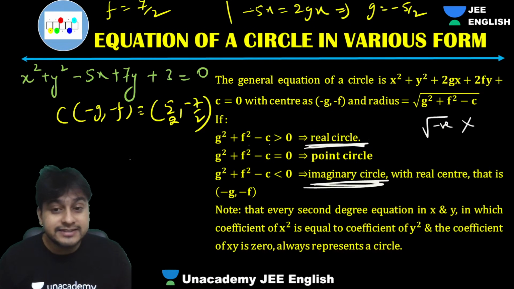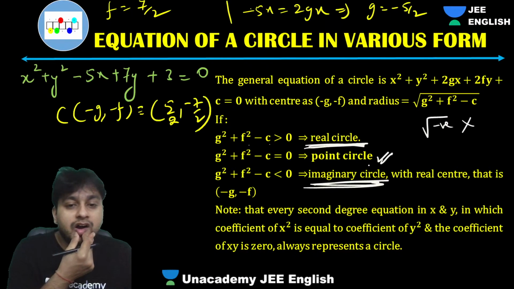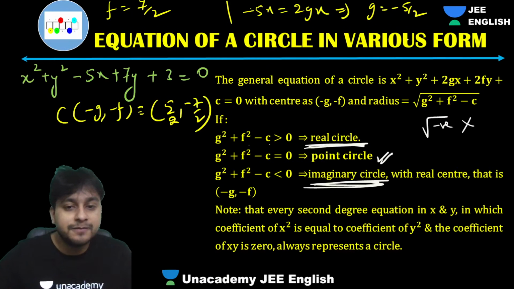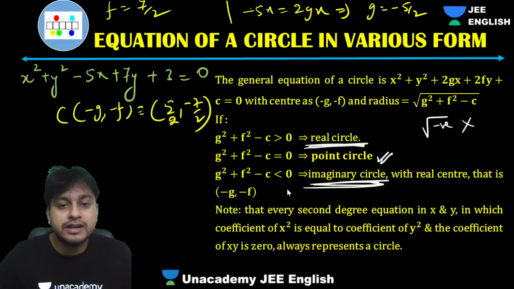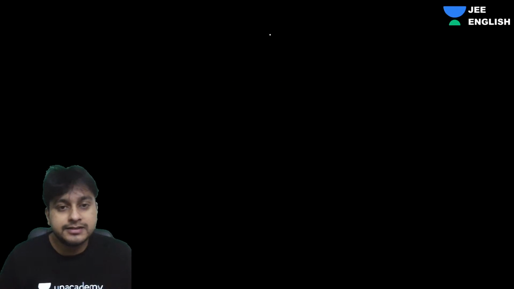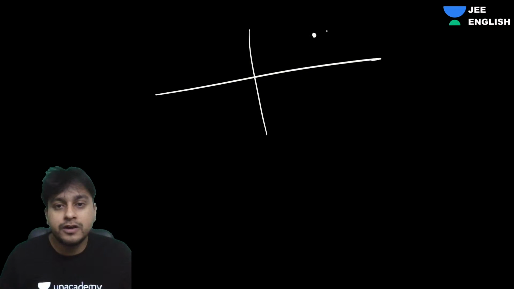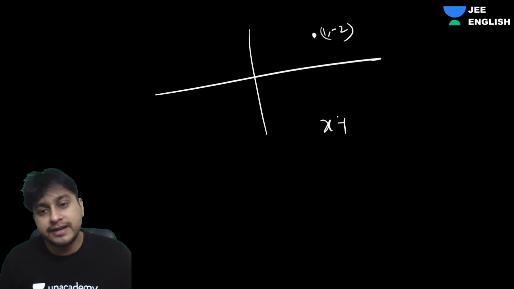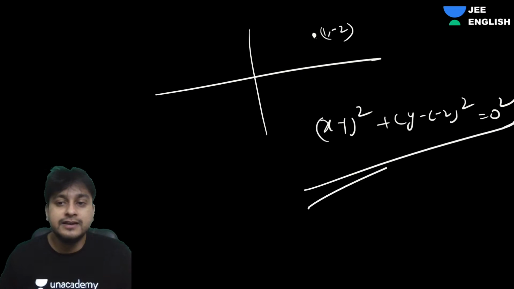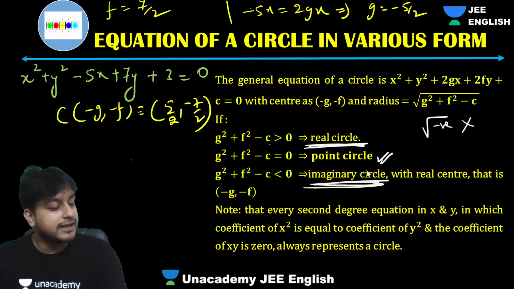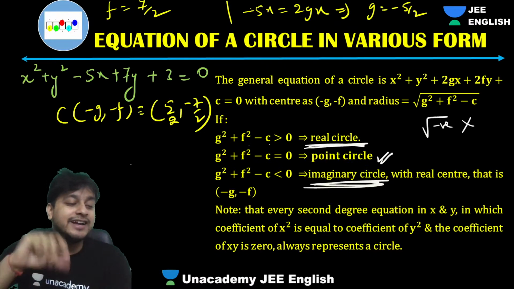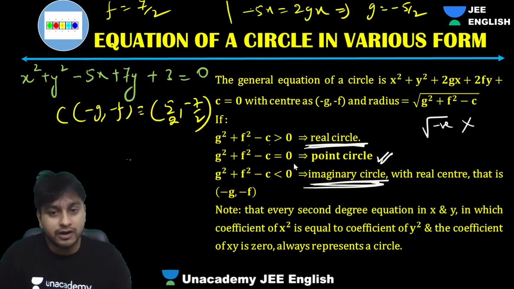So, guys, can I say that we can get a point circle? What do you mean by point circle? If the radius is 0, simple. Let's suppose I have a point over here, 1 comma minus 2. So this point's equation we can write as x minus 1 whole square plus y minus 2 whole square is equals to 0 square. So this is a circle with radius 0. If the radius becomes 0, that's a point. So a point is also a circle with radius 0. Understood? That's what we call a point circle.